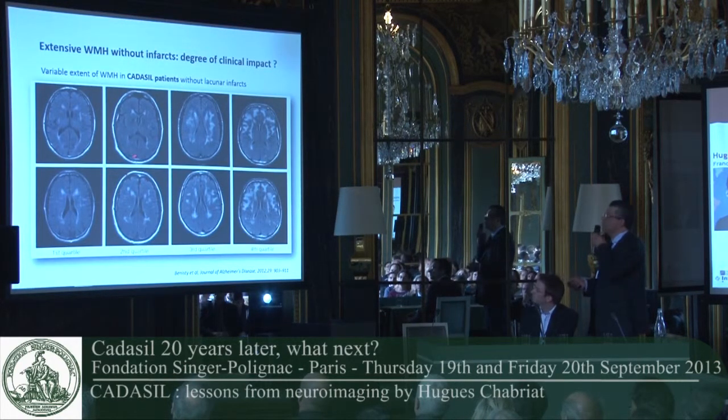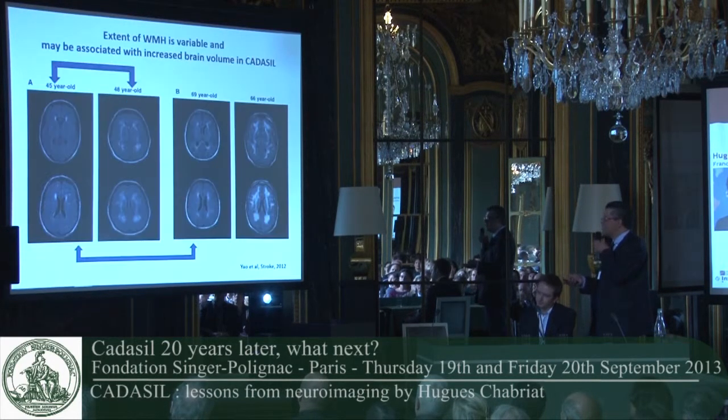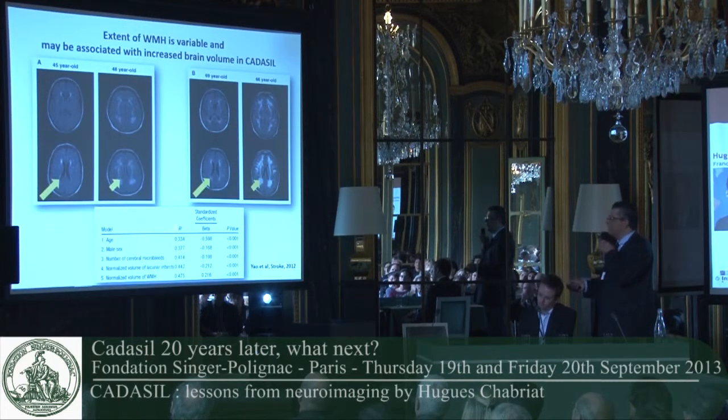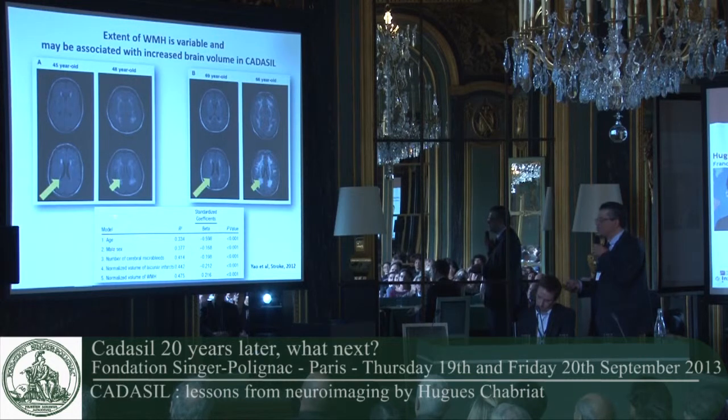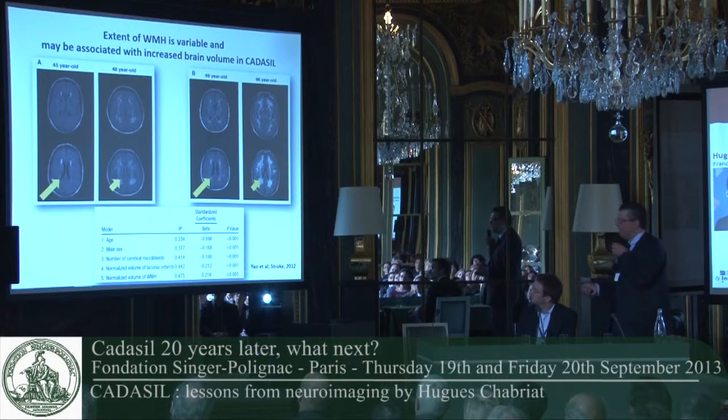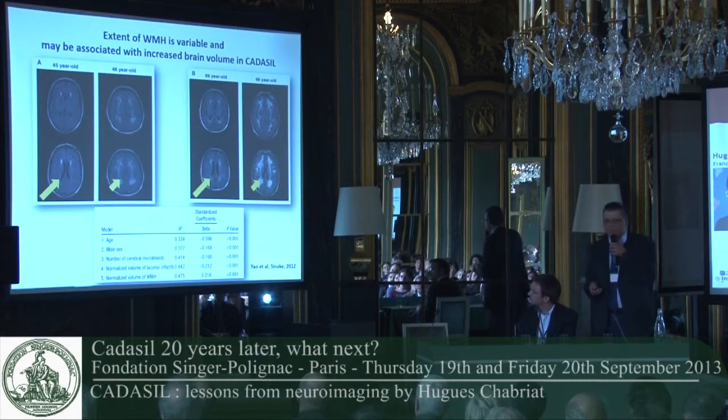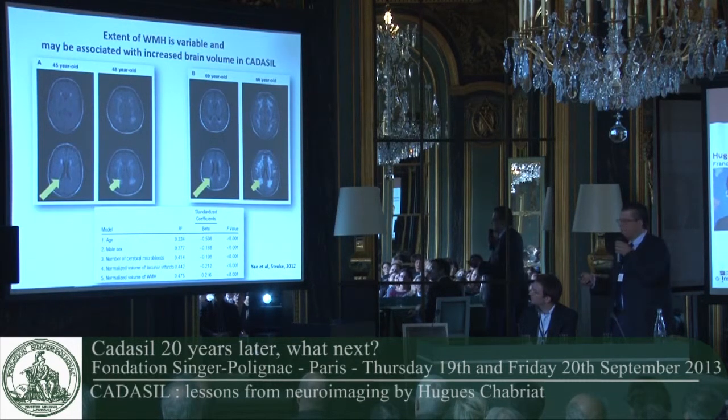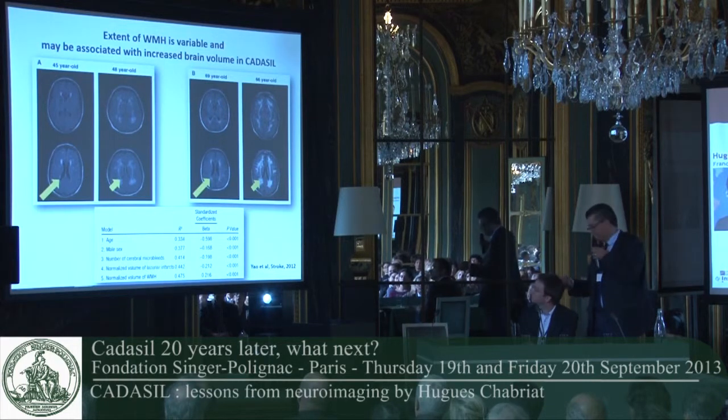If you look very carefully, we were impressed by the volume of ventricles in the presence of few white matter lesions. You can see here the reduction of the volume of ventricles with the presence of diffuse white matter lesions. That's why we performed an analysis taking into account all types of lesions, and we demonstrated that the normalized volume of white matter hyperintensities was in fact associated with an increase of the brain volume in CADASIL patients and not a decrease of brain volume.